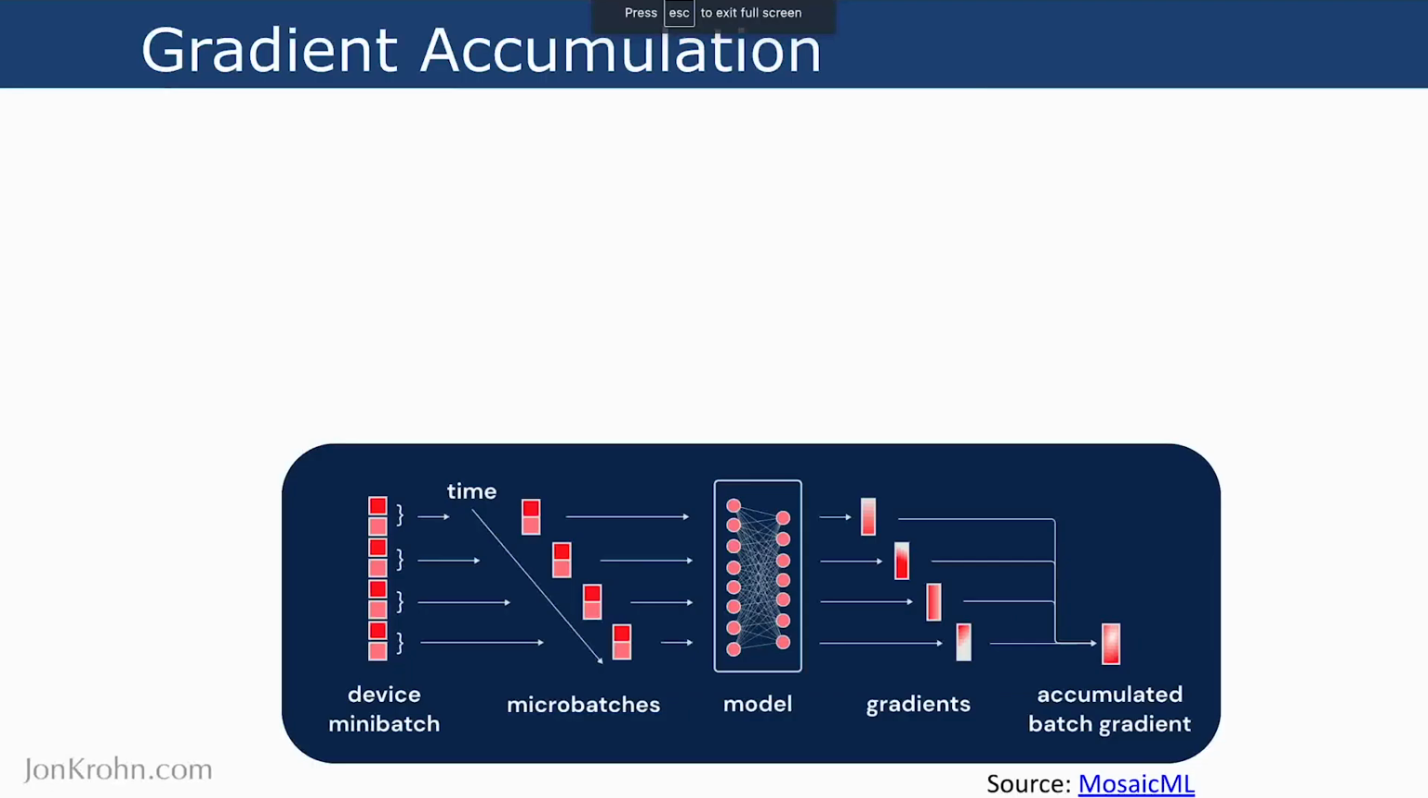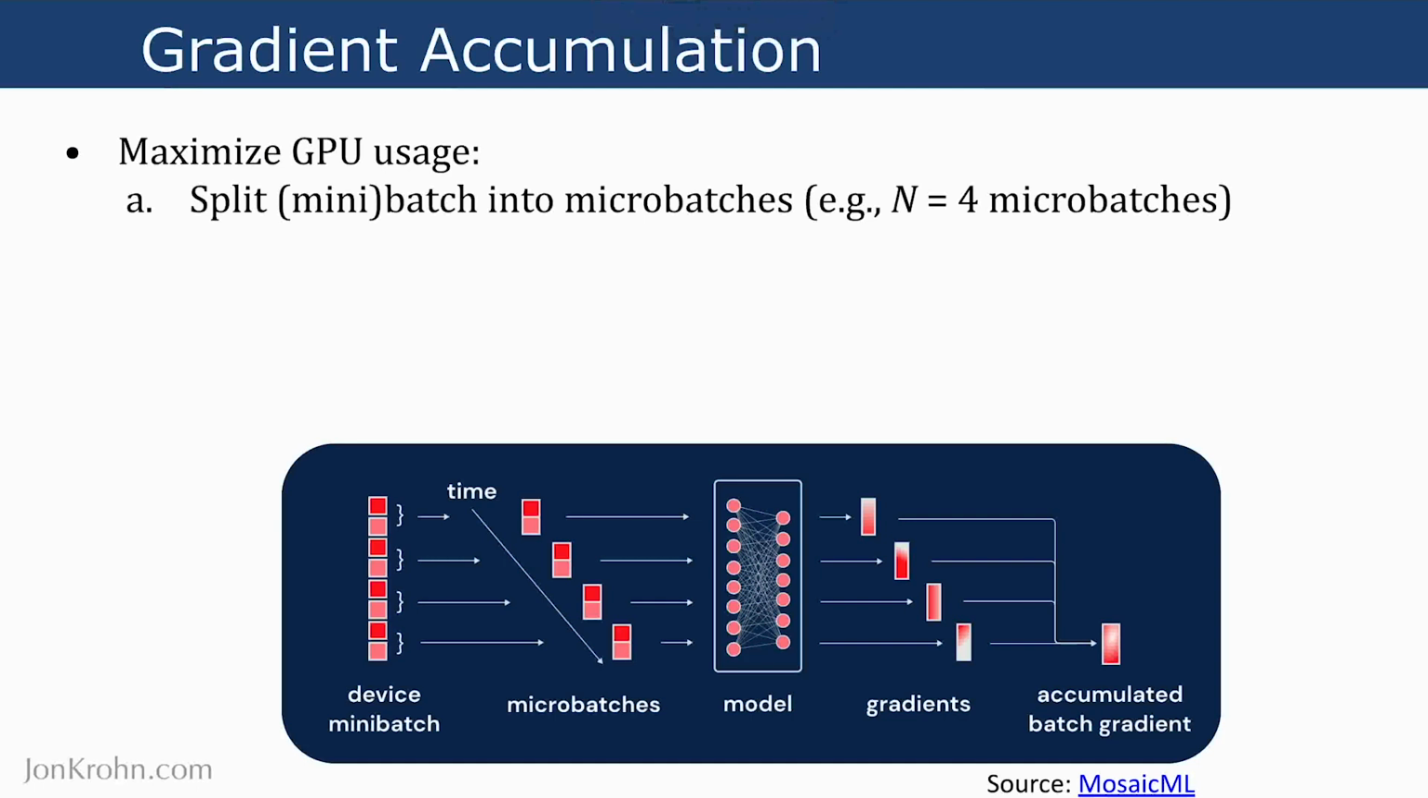So first way that we can be doing things more efficiently is gradient accumulation. With gradient accumulation, we maximize our GPU usage. So we split a synonym for batches is mini batches. And so let's say we had a sample size of 8 in our batch, in our mini batch. With gradient accumulation, we split that mini batch into some number of micro batches. And so if we set our number of micro batches to 4 in this case, then we'll end up with 4 micro batches of 2 samples each.